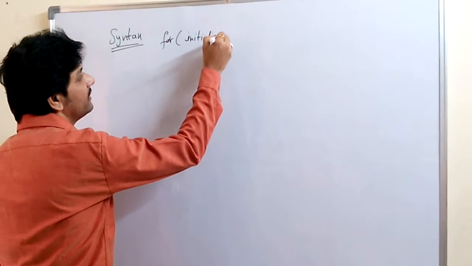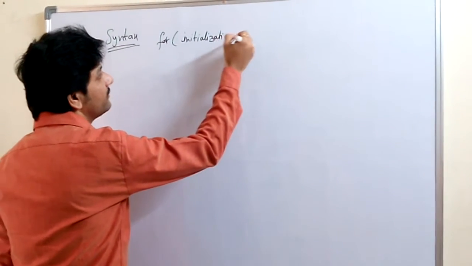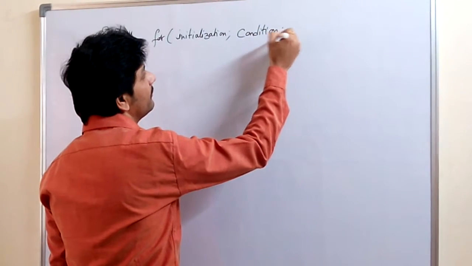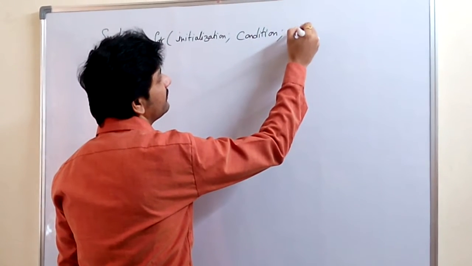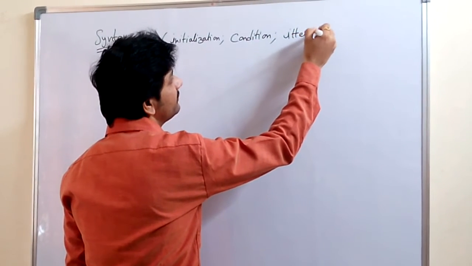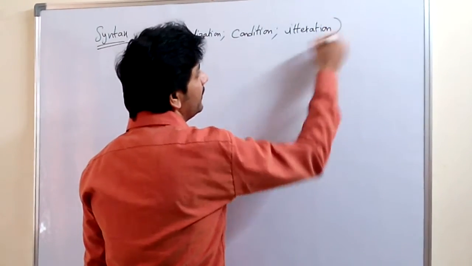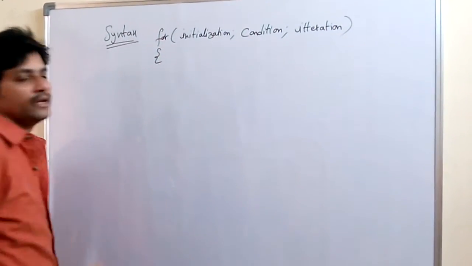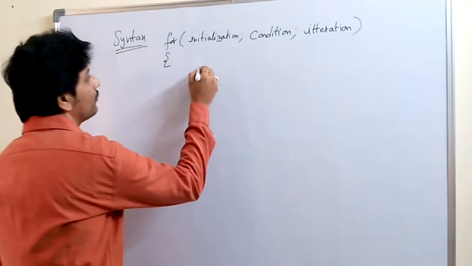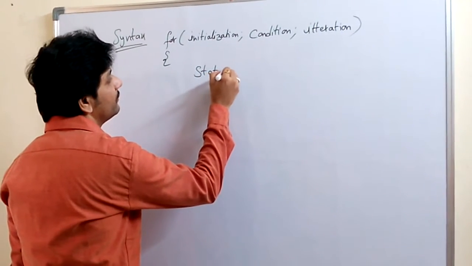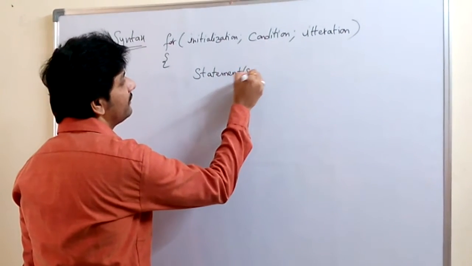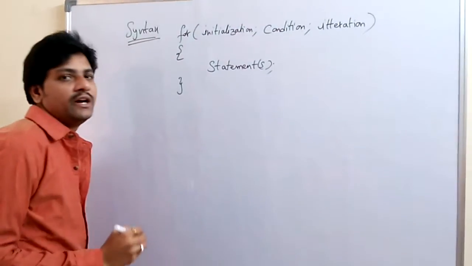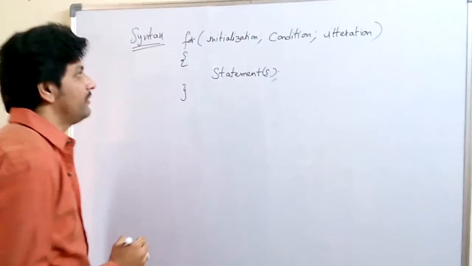initialization; condition; iteration. Iteration means it may be an increment or decrement. Now here we begin the flower bracket, and you can write the set of statements, whatever you require, and it ends with the closing flower bracket.